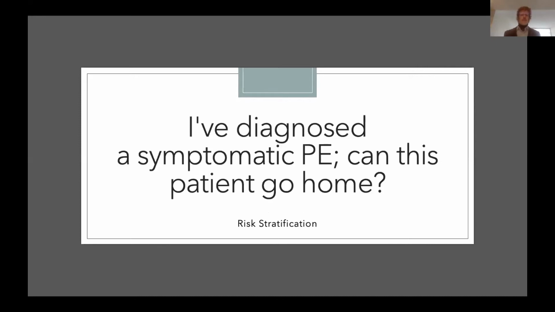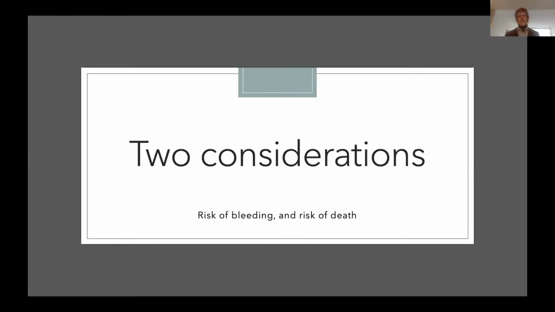So the next question, I guess, is: I've diagnosed a symptomatic PE in this patient, can they go home, and where do they need to be treated? I think there are two considerations in this. Anytime we're starting somebody on anticoagulation, what's their risk of bleeding? We know generally that the risk of bleeding is highest in the first month, and probably even more so in the first week. And then what's their risk of deterioration or death from this?